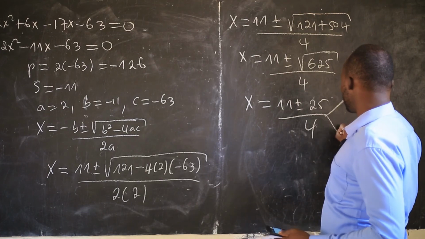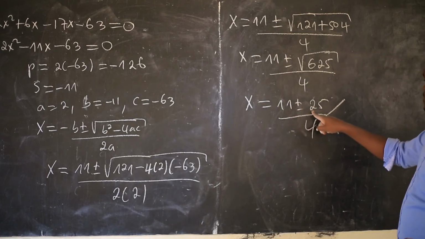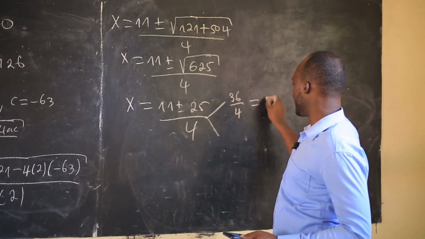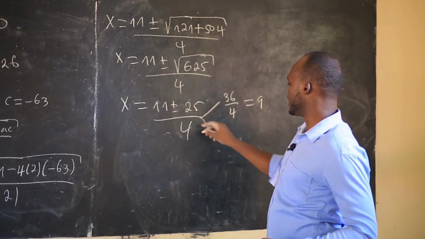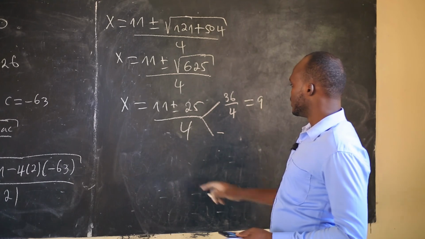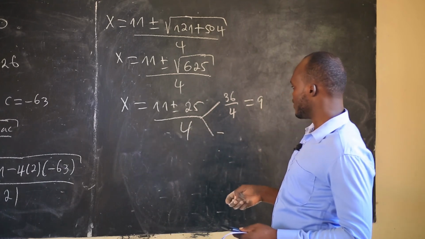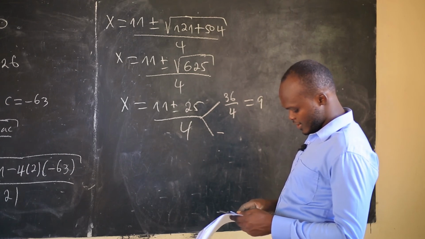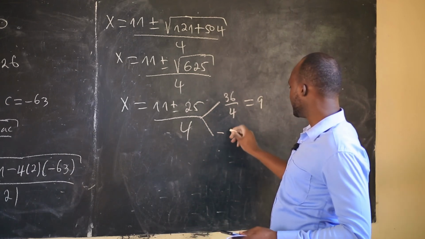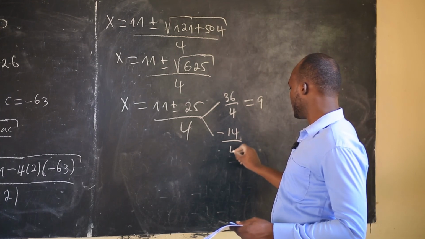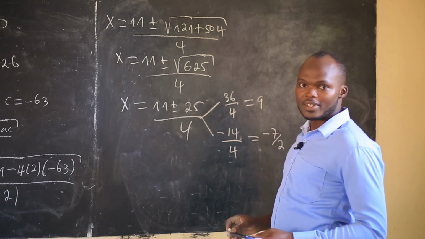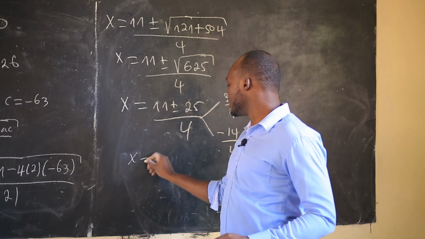So what is that? We have two values of x. This is 11 plus 25, that is 36, divided by 4, I get 9. For the other, 11 minus 25, we get negative 14 over 4, which divided by 2 is negative 7 over 2. So what does it mean? It means that I have x equal to 9.